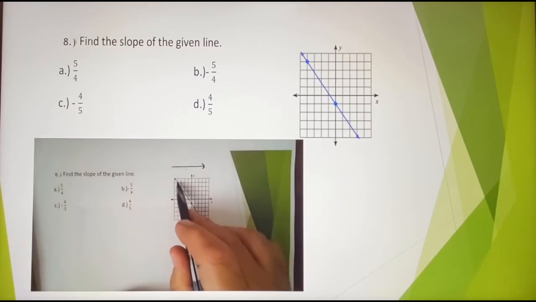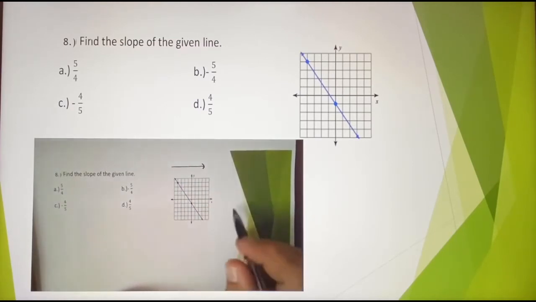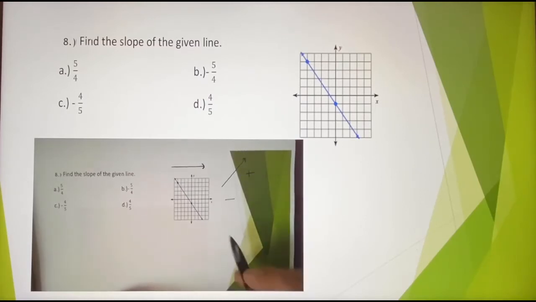So if you're going left to right, is the line going down? If the line is going down, that is a negative slope. If your line was going up as you're going left to right, that would be a positive slope. If the line were exactly horizontal, that would be zero slope. And if the line were perfectly vertical, that would be undefined slope. So those are your four possibilities.